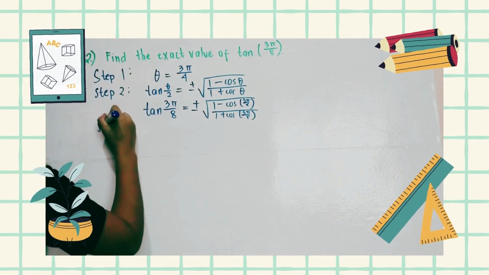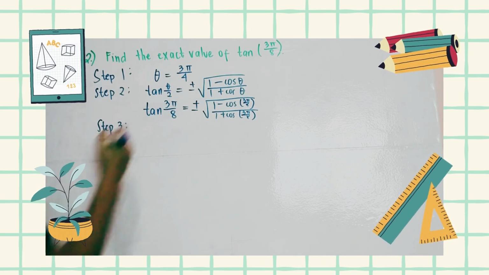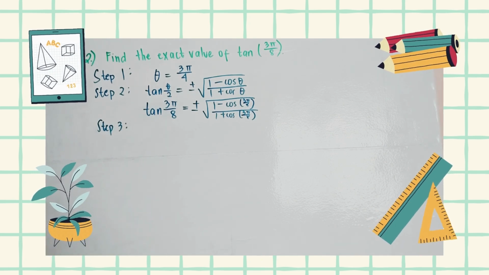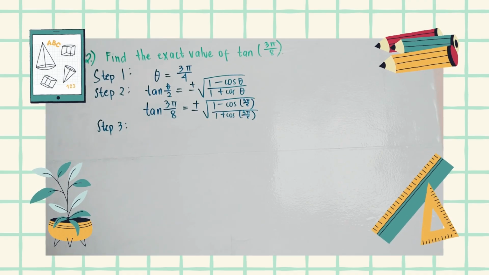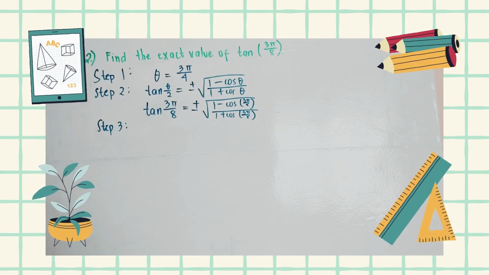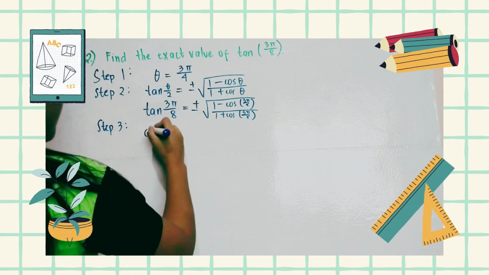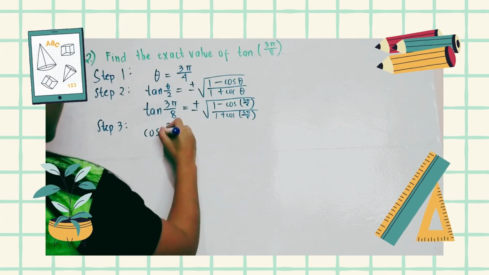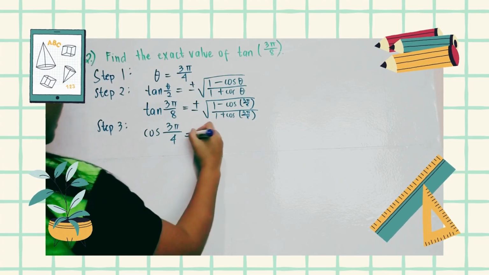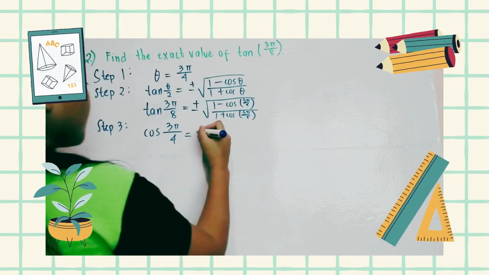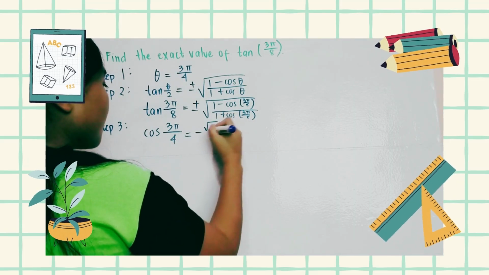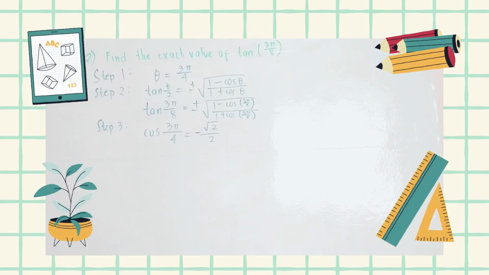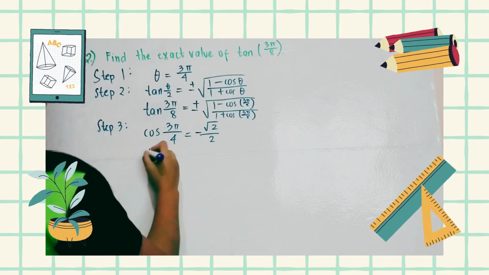Now, for step 3, let us find cosine 3 pi over 4. A little reminder, 3 pi over 4 is in quadrant 2, and cosine is negative there. The reference angle is pi over 4, and cosine 3 pi over 4 is equal to negative square root of 2 over 2. Now, plug it into the formula.